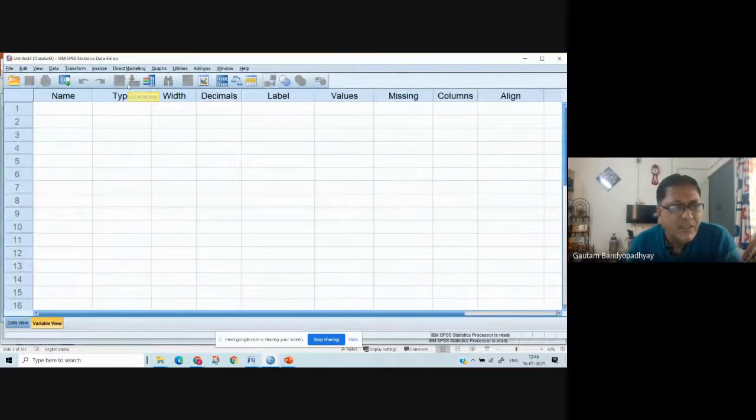We get this new file. This is the data editor, and it looks like an Excel sheet. Just to check, there are a different number of rows and columns. Here it is given data view and variable view. For your understanding, we can consider a very simple example.